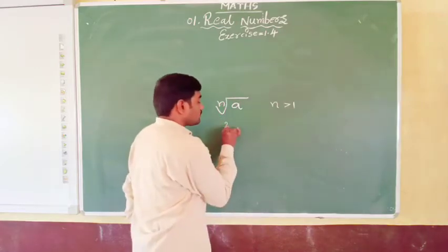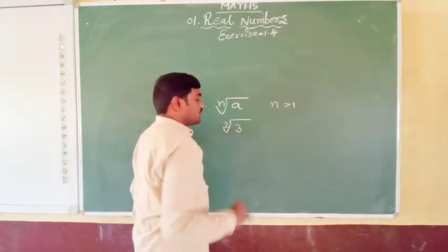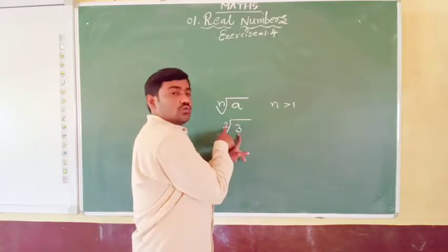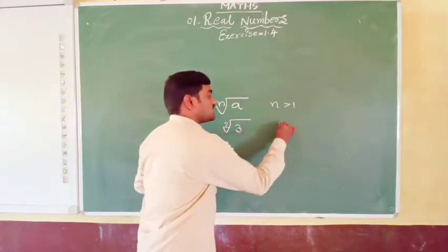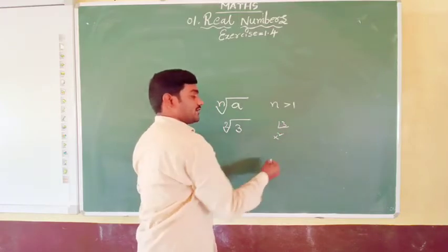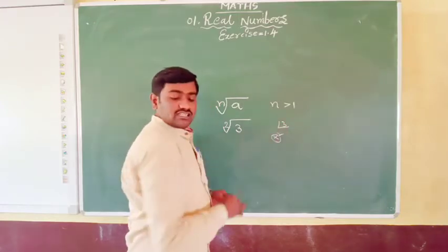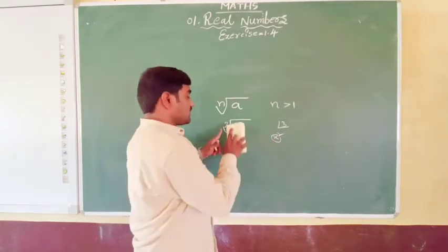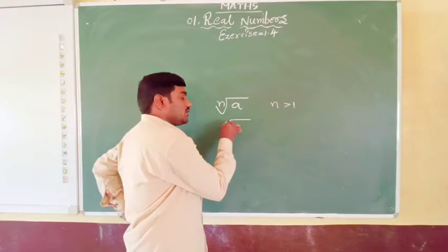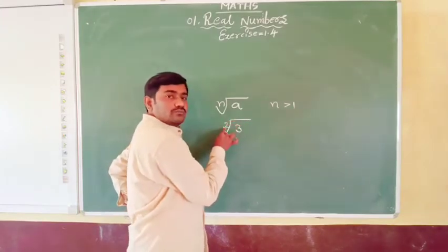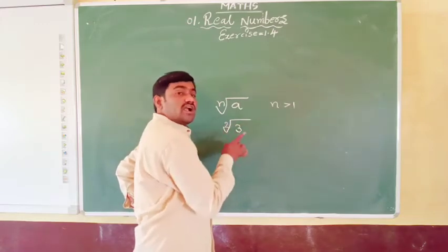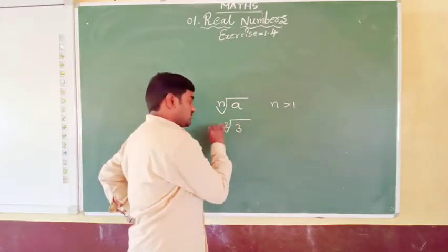Suppose the square root of 3. Here we cannot write 3 as any power of 2. That means if you factorize 3, you should not get a power of 2. If the power you get is 2, then it is not a surd. Here it is a surd.